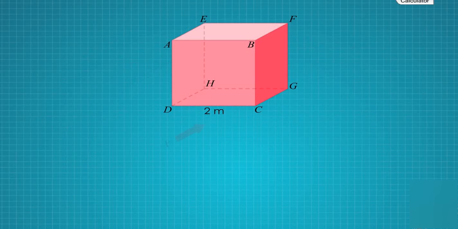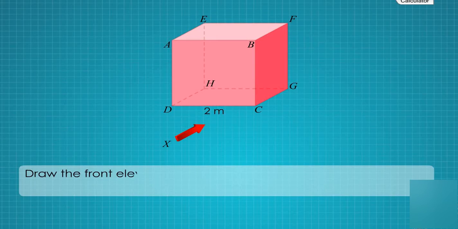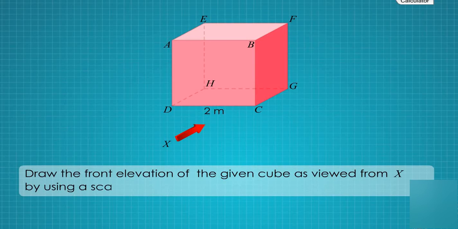For this first example, you are given a cube. Draw the front elevation of the cube as viewed from X by using a scale of 1 to 50. Click on the Solution button to view the steps on how to calculate the measurements for the elevation.